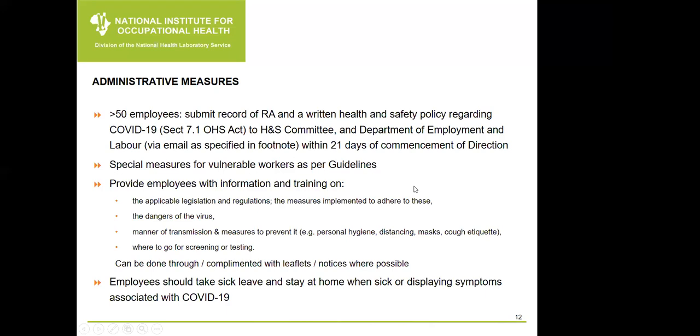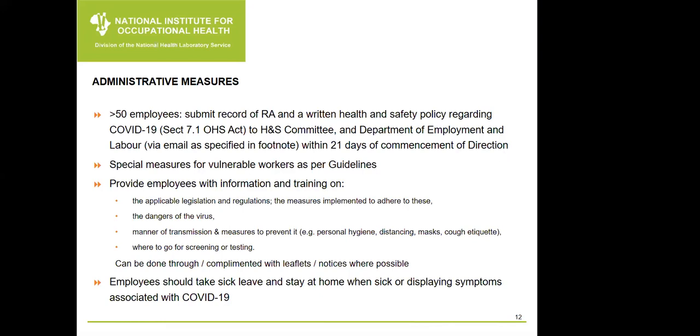So it's divided in specific classes of measures that the employer must consider. Under administrative measures, the moment there are more than 50 employees, there must be a record of the risk assessment and the health and safety policy under Section 7.1, that specifically talks to COVID-19, and it must be submitted to the Health and Safety Committee and then to the Department of Employment and Labour. The specific requirements for that submission are in the footnote on that direction, to tell you exactly who to send it to and how to do it. And that must happen within 21 days of commencement of the direction, so it's applicable.